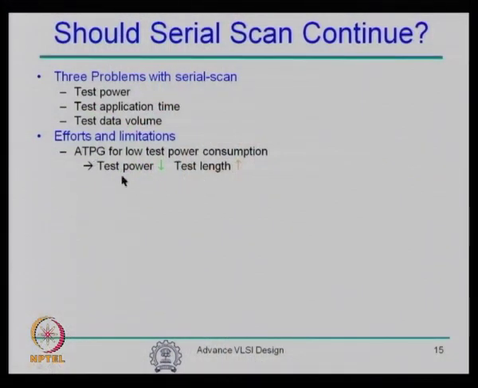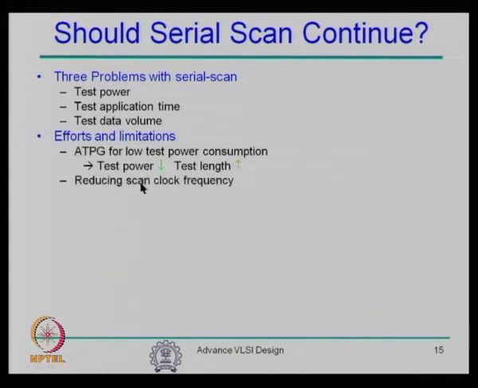If you want to select a test vector that can dissipate lesser power, that means it has to create lesser transitions or activity in the circuit. If it creates lesser activity, that may not be able to detect multiple faults. Hence, you may need more number of test vectors. This can solve your problem of test power. Test power can be reduced, but test length will increase.